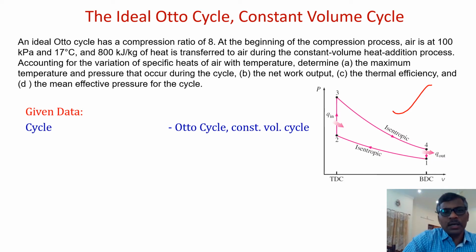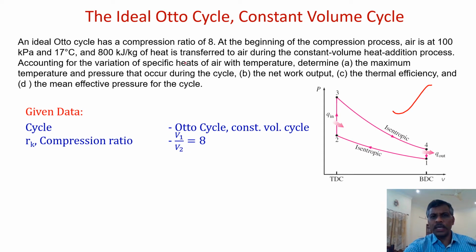In the given data, first you should understand that it is an Otto cycle, because the first line says it's an ideal Otto cycle. Constant volume cycle, so you have to be careful with that. What else is given? Compression ratio is given. Think about the compression process. 1 to 2 is compression. So always remember higher volume will come at the top. So it is V1 by V2.